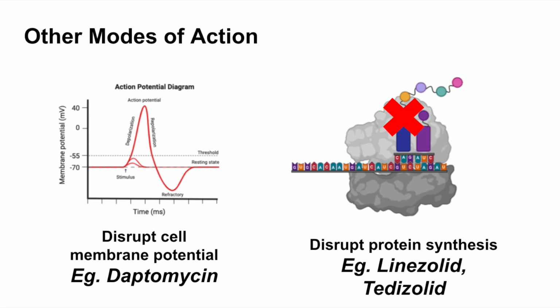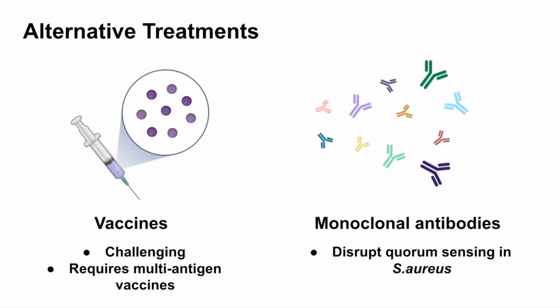Moving forward, a handful of alternative drugs have been designed to treat S. aureus, some of which target membrane potential or protein synthesis. Alternative treatments include vaccines, although their development is made challenging by the extensive array of virulence factors possessed by S. aureus, with previous single antigen vaccine trials being unsuccessful. In addition to vaccines, monoclonal antibodies have also been explored for their ability to disrupt quorum sensing in the pathogen.